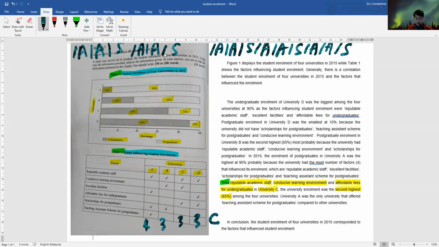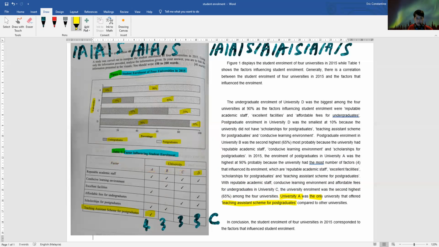Okay, so done with this part here. Amazing. Now let's look at the last details. University A, that's my key feature, was the only university that offered a teaching assistant scheme for postgraduates compared to other universities. So University A says teaching assistant scheme. This one here, this is the only one, right?